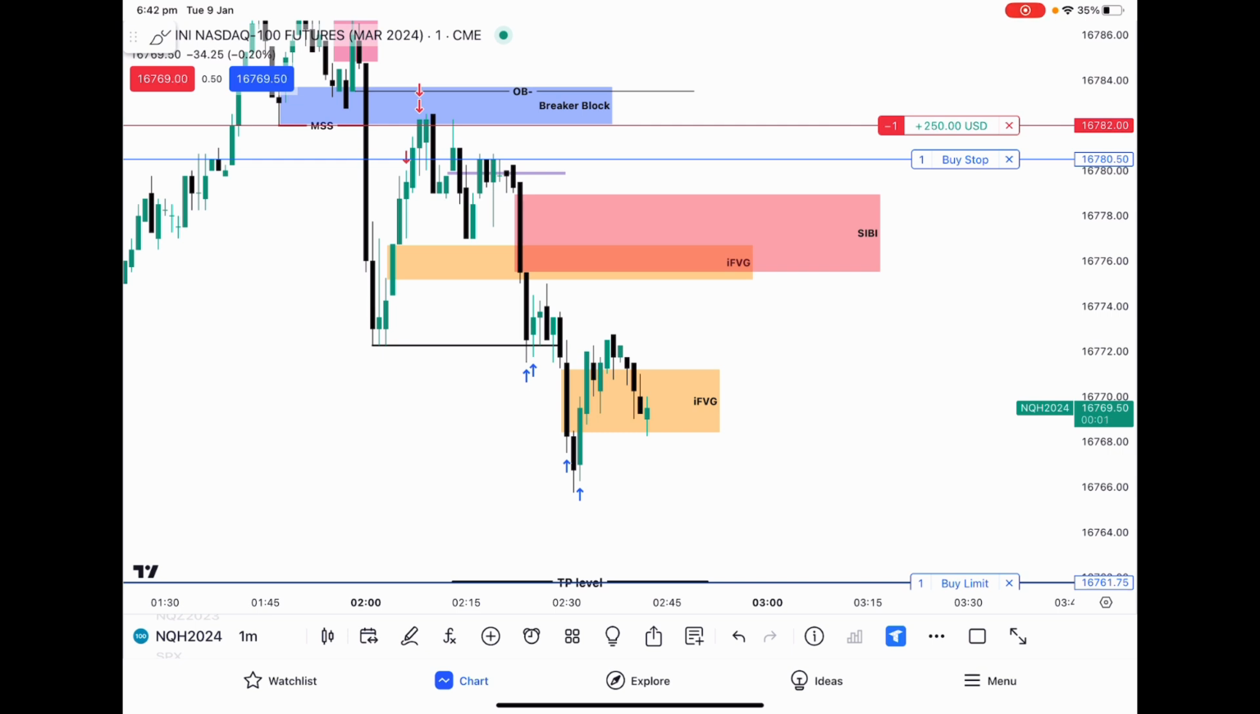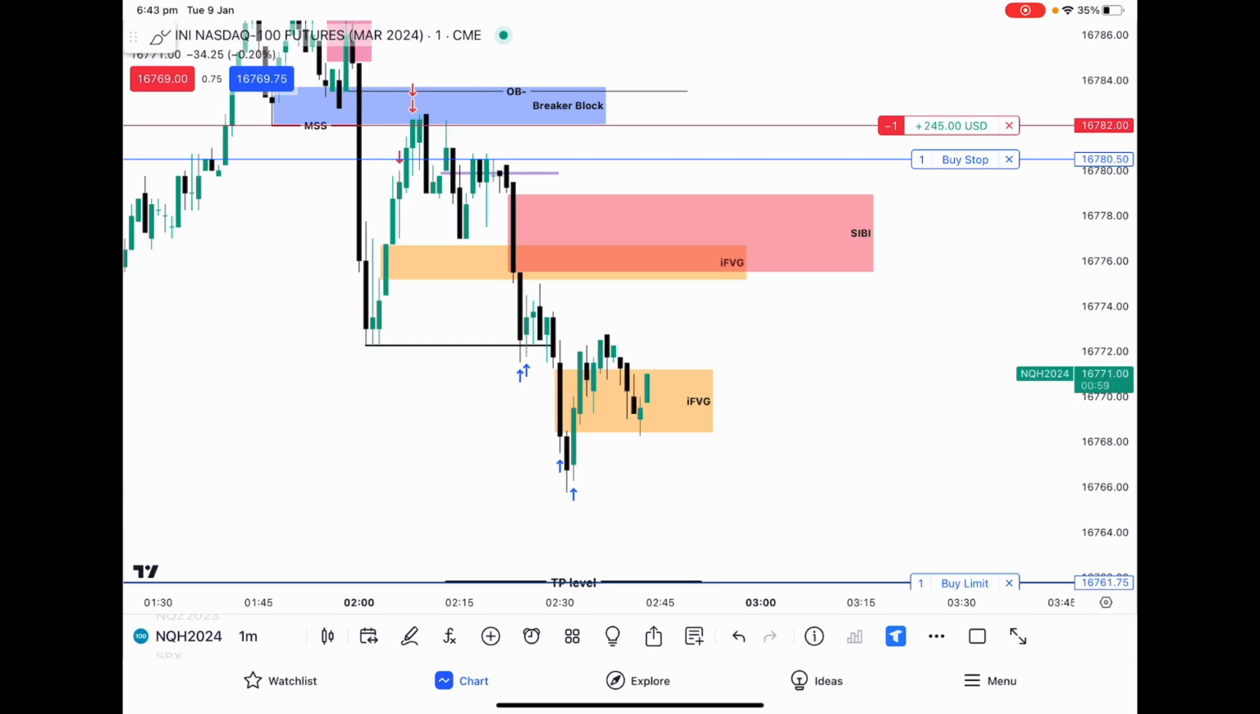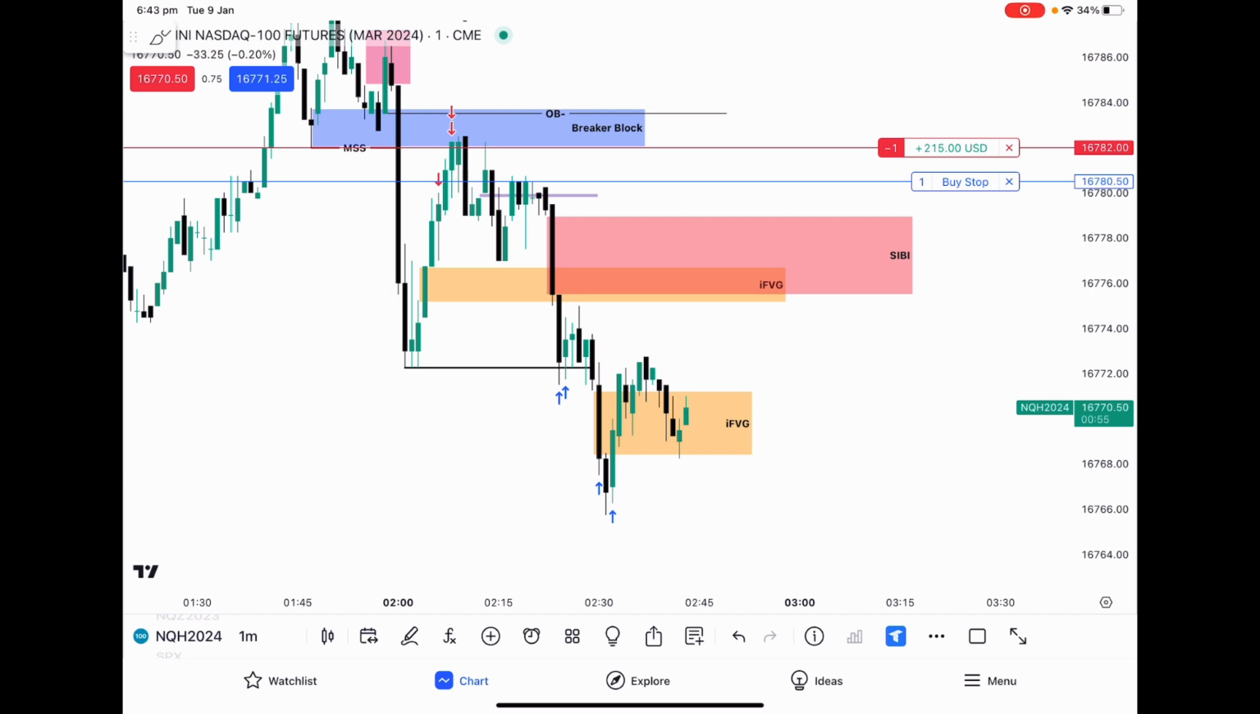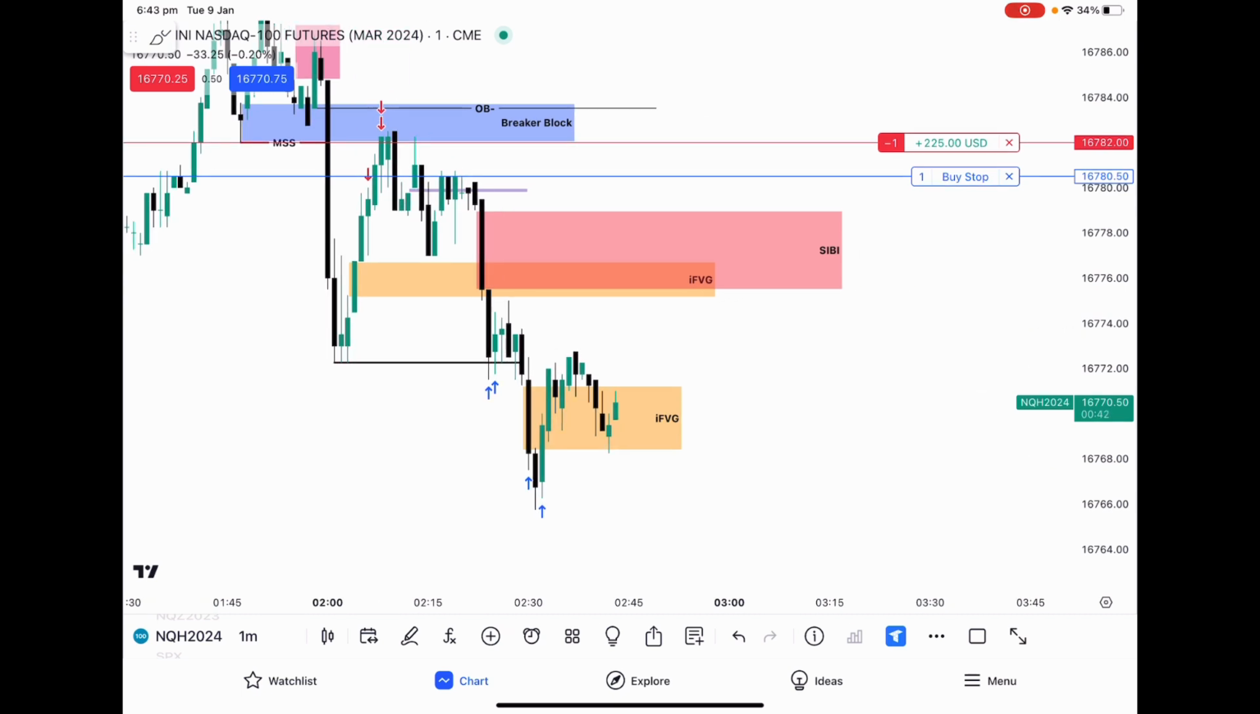If you're only in with 2 contracts or 1 contract, which is completely fine, I'll just go for a fixed risk to reward of 1 to 2, that's it. But that's what I'm kind of seeing. And now we just wait. It's a waiting game.